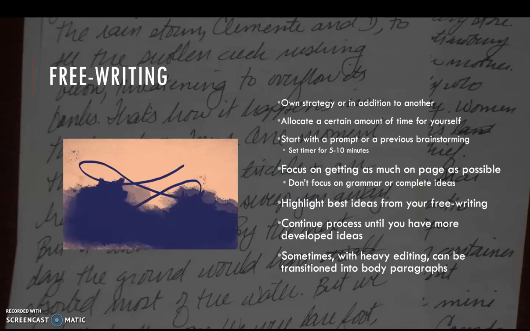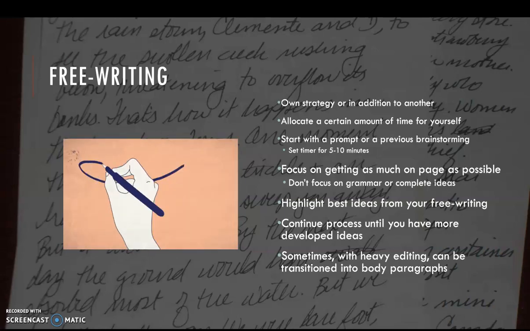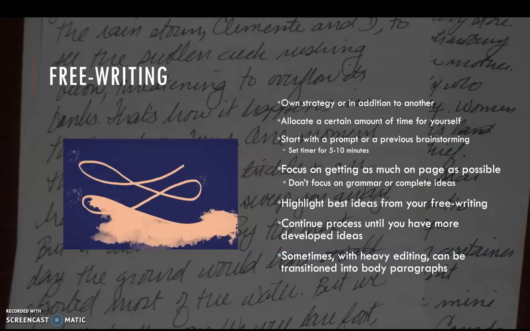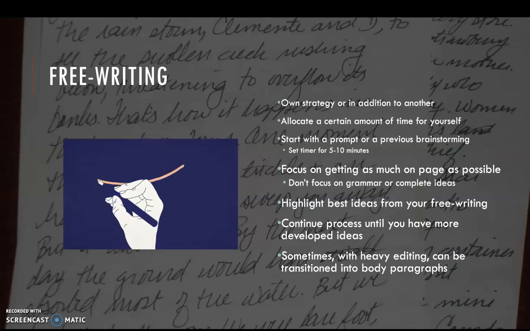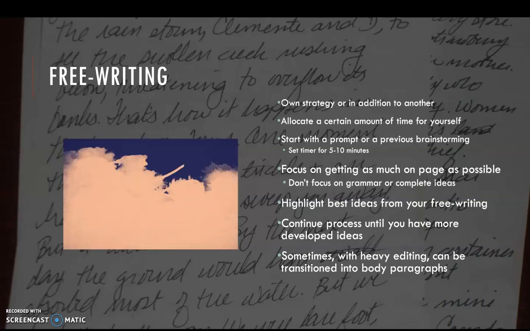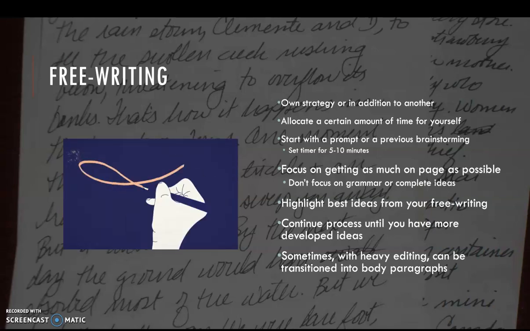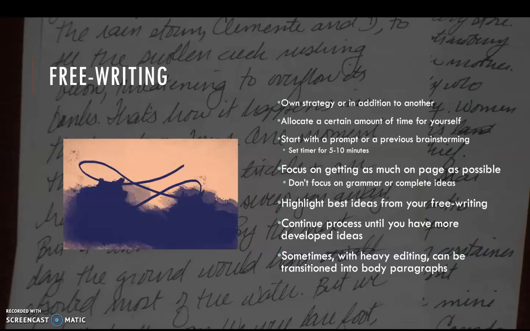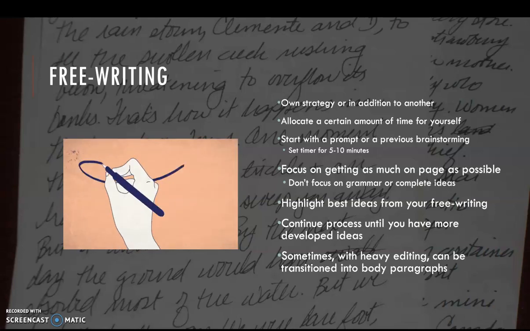Lastly, you can use free writing either on its own or in addition to one of the previous strategies. Free writing depends on allocating a specific amount of time for yourself to write nonstop. So, with either your prompt or your previous brainstorming out in front of you, set a timer for 5 or 10 minutes and write continuously. Don't focus on having perfect grammar or even complete ideas, but try and get as much on the page as you can. After the timer goes off, go through and highlight your best ideas from your paper.